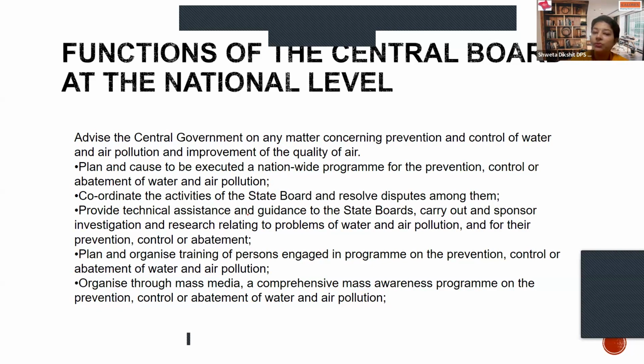See, it is not possible to be done only at the level of the central government. So they coordinate with the state boards as well. There are basically 3 tiers where central, state, as well as local governing bodies are working to check impurities and pollution. It also provides technical assistance and guidance to the state boards, which have to really work on the ground and therefore become a more important unit. They carry out, sponsor, and investigate research related to the problems. Which problems? Of course, air pollution and water pollution.